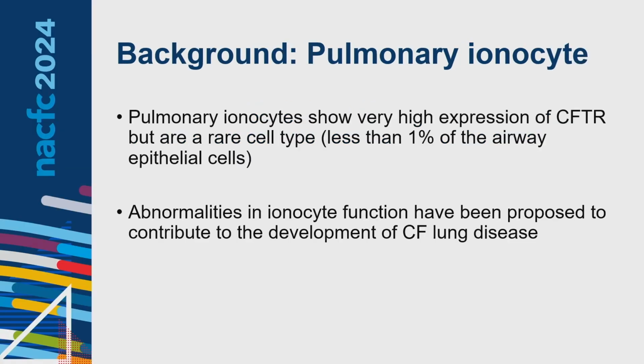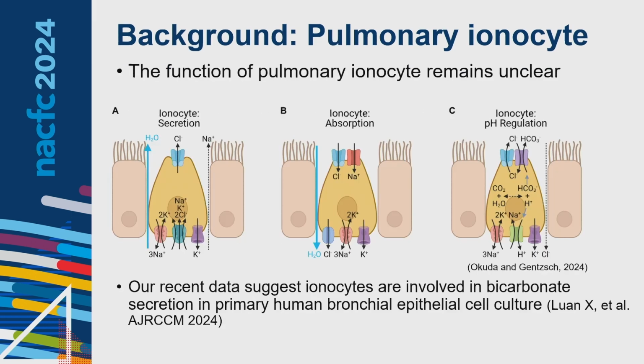As you heard this morning, pulmonary ionocytes show very high expression of CFTR, but they are a really rare cell type, only about 1% of cells in the epithelia of the lung. However, abnormal ionocyte function has been proposed to contribute to the development of CF lung disease. So it's pretty amazing that 1% of cells can cause CF.